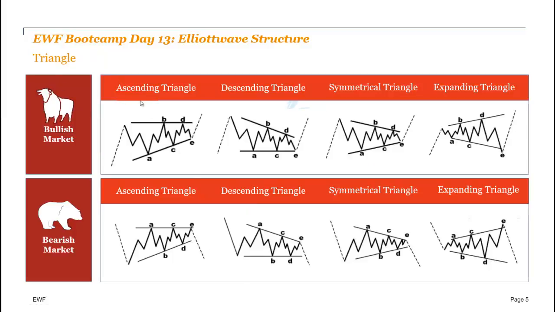Next structure we're going to take a look at is triangle. Okay, triangle is also a sideways consolidation right here. There are many different variations of triangle. Okay, ascending triangle, descending, symmetrical, expanding, and depending whether it is in the bullish market or bearish market, you just flip the shape of the triangle here to indicate which type of triangle. So we're not going to take a look at all of them, but we're going to use the most popular one, that is the symmetrical triangle here, to see the rules and also the Fibonacci relationship.